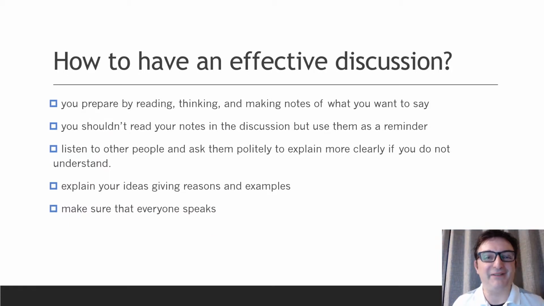To have an effective discussion requires a few points that everyone needs to take care of and pay attention to. The first is that before you have a discussion, you really have to prepare. That's by reading the textbook, thinking about the topic, making notes about what you want to say about that topic in class. Of course, during the discussion, you don't want to be reading your textbook. That's boring. You're not talking to people when you're reading your textbook. But if you want to use your notes as a reminder, that's a really good idea.